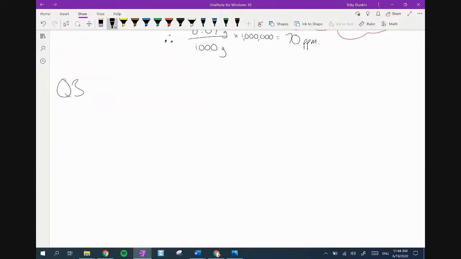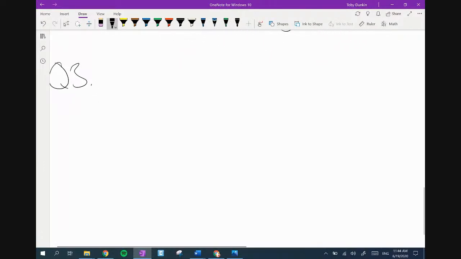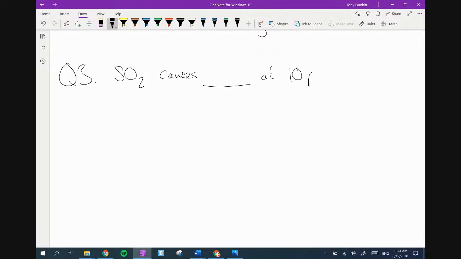Right, question number three. Let's drop into a gas question. Okay, so sulfur dioxide, SO2 causes blank. On the chat, please. What does SO2 cause? SO2 causes blank at 10 parts per million.